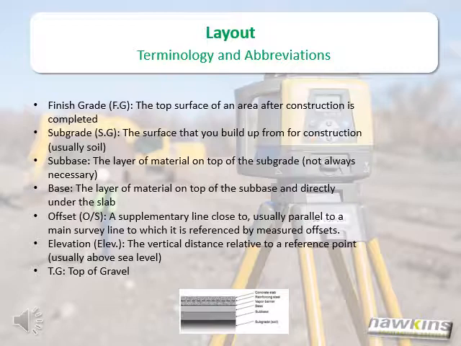Offset is a supplementary line close to, usually parallel to, a main survey line to which it is referenced by measuring offsets. Elevation, the vertical distance relative to a reference point, usually sea level. TG is top of gravel.